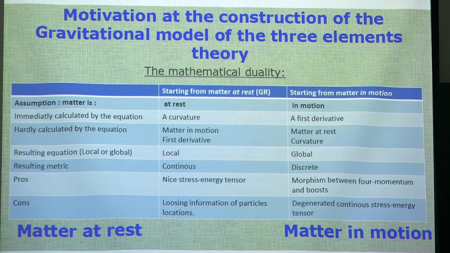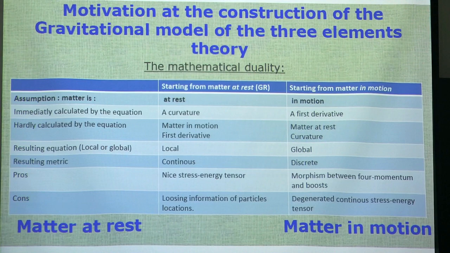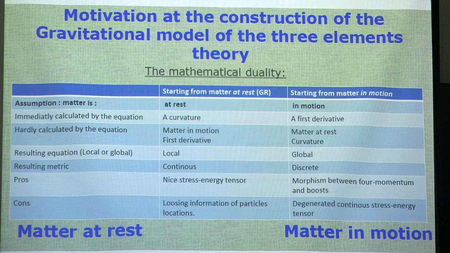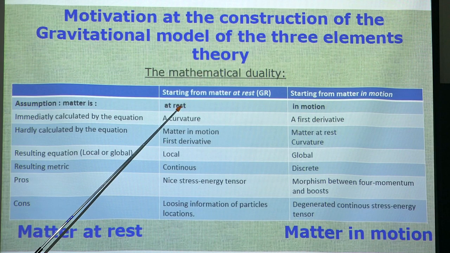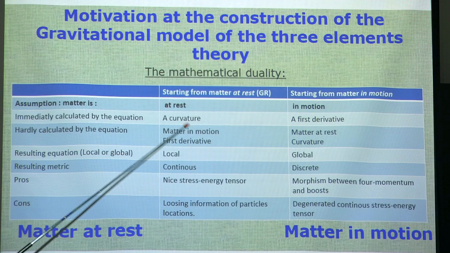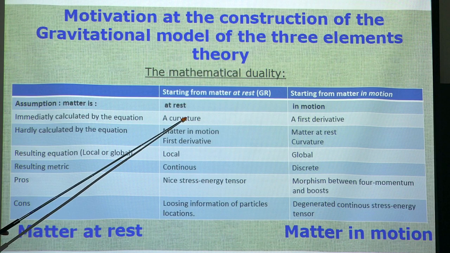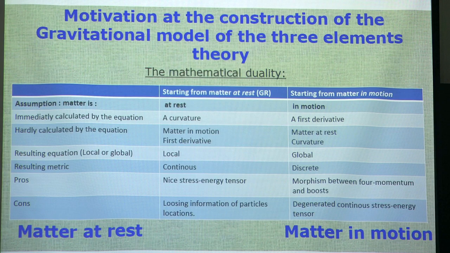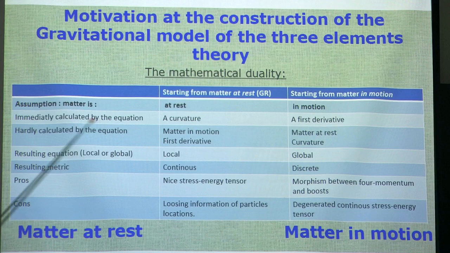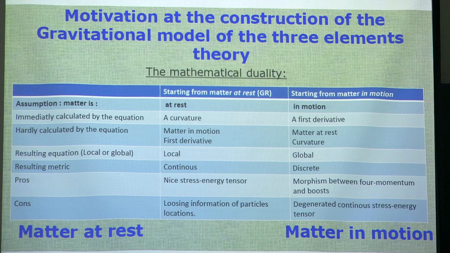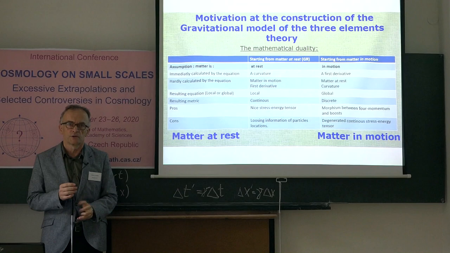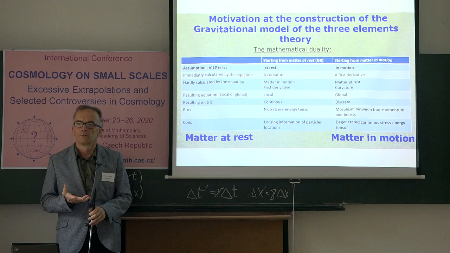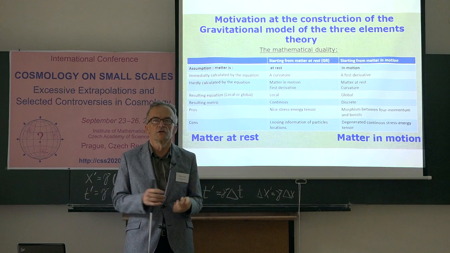In general relativity, I claim that there is a mathematical duality in the specific algebra of relativity between matter at rest and matter in motion. Of course, GR is constructed from matter at rest. Then we calculate a curvature. That's the main equation, calculated directly in curvature, as you know. But if we want to know what is going on with matter in motion, it's much more complicated. And if we want to know what is going on with the first derivative, it's also much more complicated. But we have to calculate the first derivative, for example, when it comes to explaining the twin paradox in the theoretical domain, because you can suppose that the roles of the twins might be exchanged, as I said before.